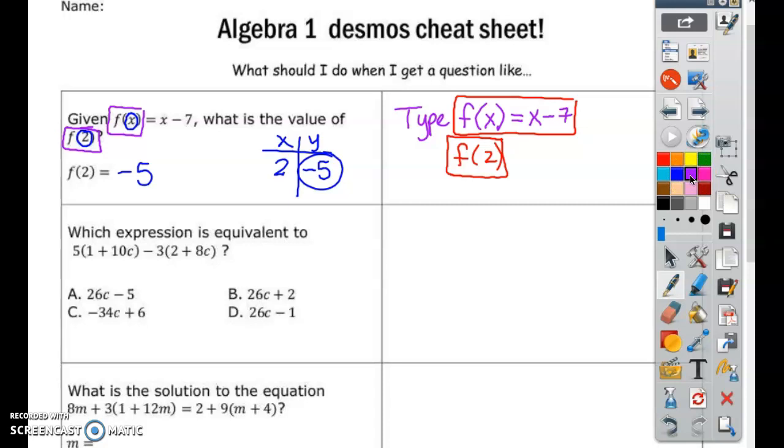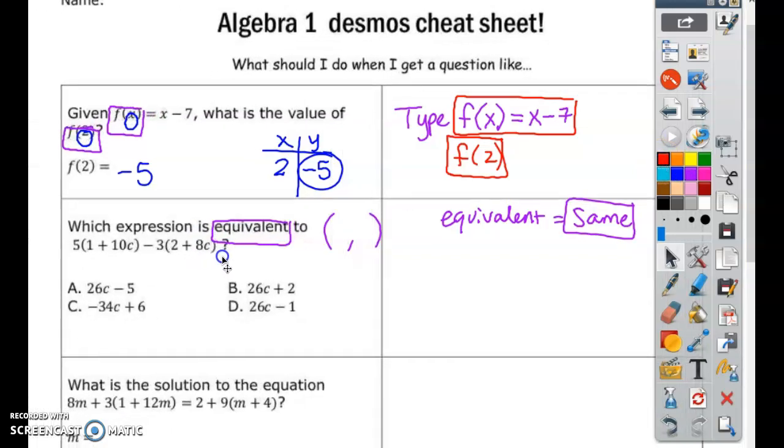It says, which expression is equivalent? Look at the answer choices. Is that a point where the line crosses? No. Is there an equal sign anywhere on here? No. When they say equivalent, they mean the same. So what is the word equivalent? Equals, the same. Igual. So all we need to do is type all of these answer choices in Desmos.